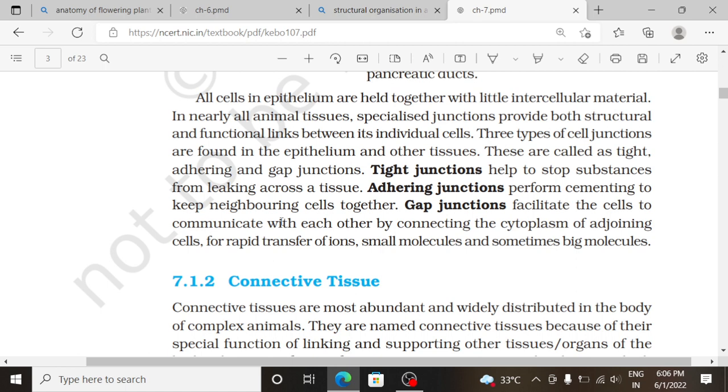These are called tight, adhering and gap junctions. Tight junctions help to stop substances from leaking across a tissue. Adhering junctions perform cementing to keep neighboring cells together. Gap junctions facilitate the cells to communicate with each other by connecting the cytoplasm of adjoining cells for rapid transfer of ions, small molecules and sometimes big molecules.